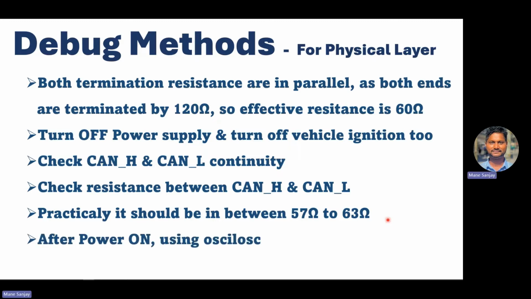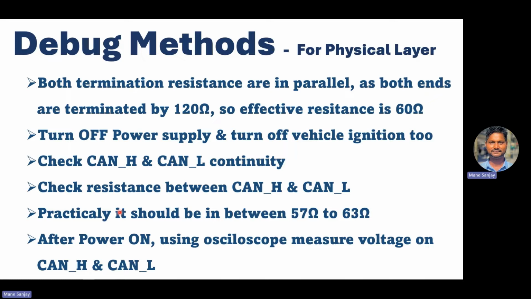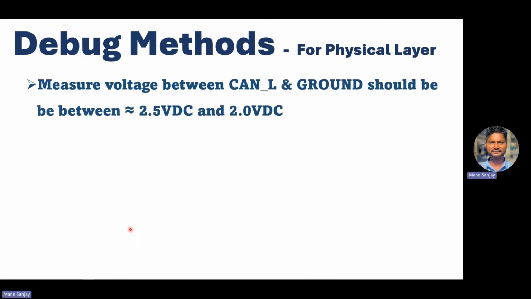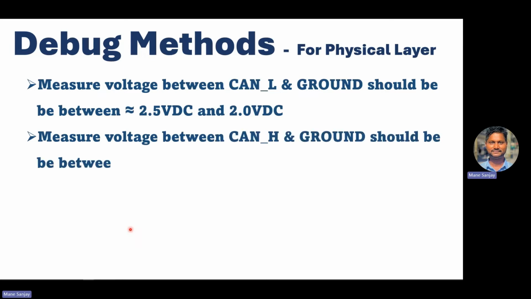That was before power on. Now you just have to turn on the power, provide the supply to your HIL or the ECUs which are connected to the network, and now use the oscilloscope to measure the voltages on the CAN H and CAN L wires. Measure the voltage between CAN L and ground, with respect to ground, and that voltage should be between 2 and 2.5 volt. That value should be approximately in this range. Again, measure the voltage between CAN H and ground, and that value should be 2.5 to 3. This is the approximate value, so it should not fall out of the range.